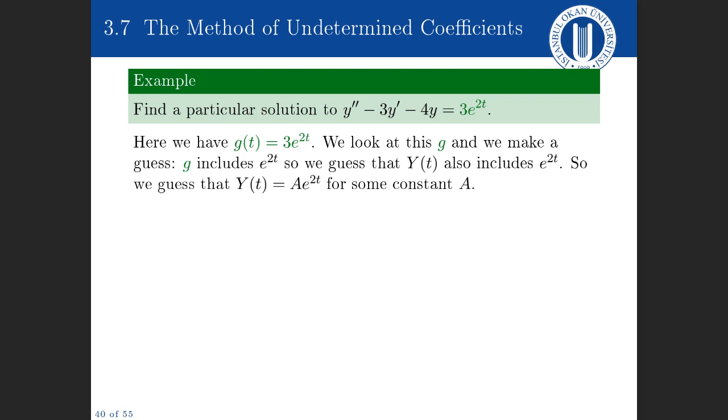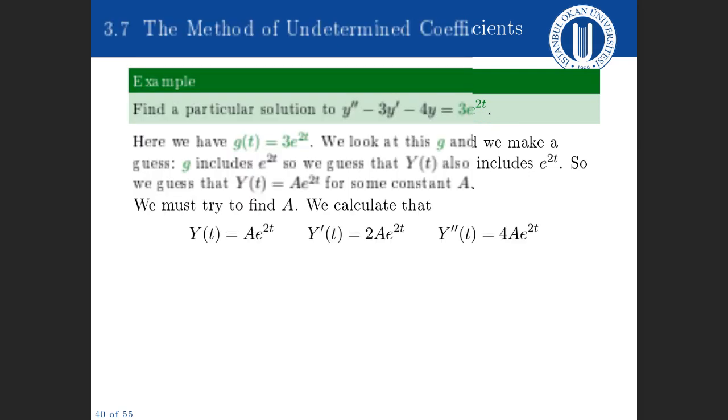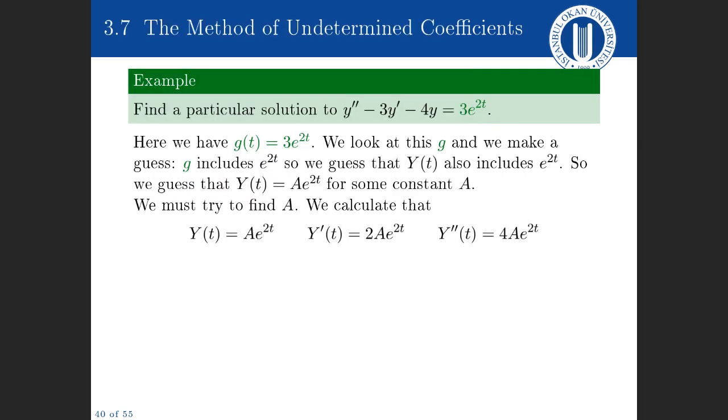So instead of number e to the power 2t, we're going to guess a e to the power 2t for some constant a, which we haven't found yet. We try to find this number a, and we're going to see if our guess works. So we'll take capital Y as a e to the power 2t, differentiate it 2 times, and then put it into the differential equation. Let's see if we can find a.